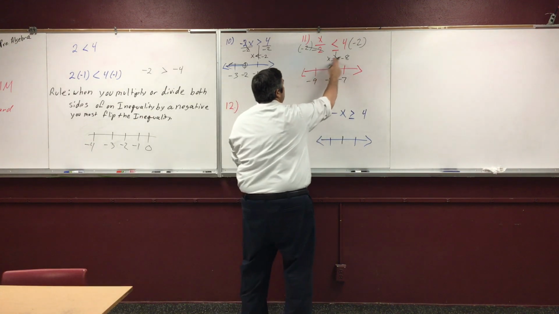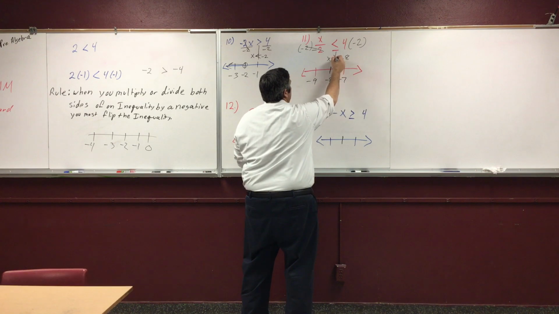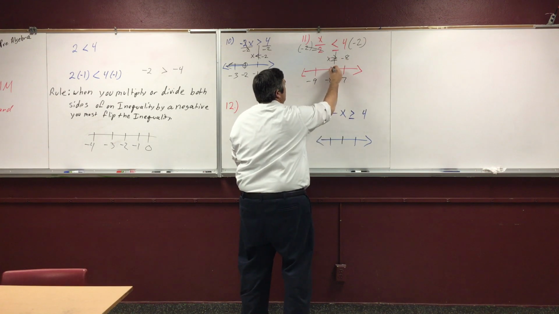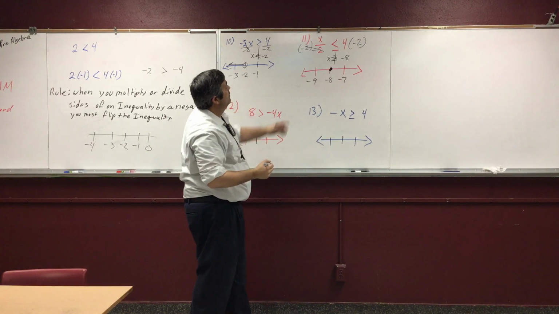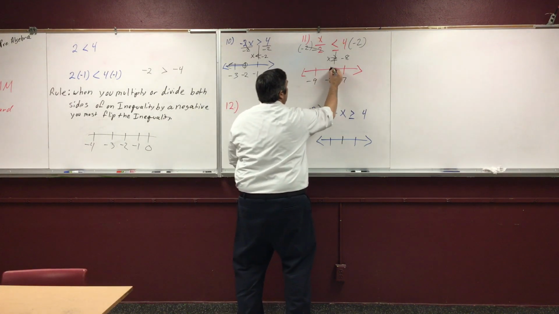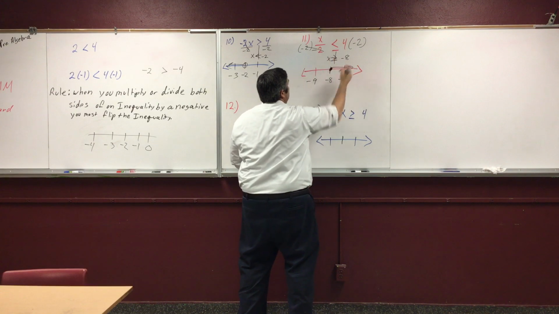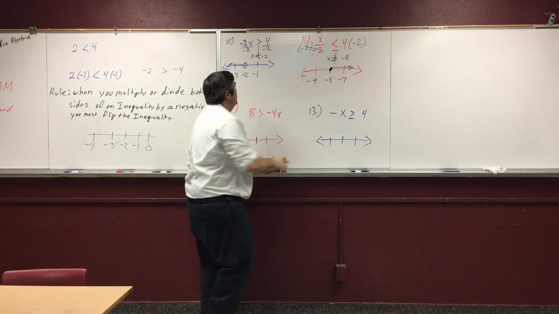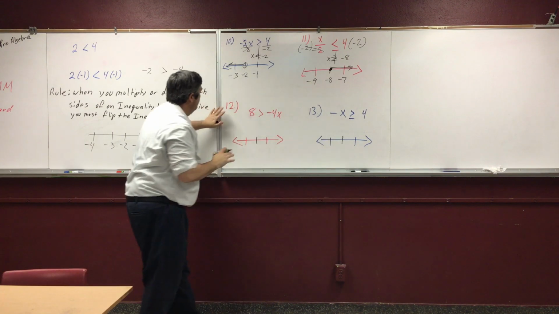So x is greater than or equal to. It's equal to, so it includes the closed-in circle. To the right is my arrow. That kind of tells me which one. So everything greater than that is to the right. It's not bad. All right.